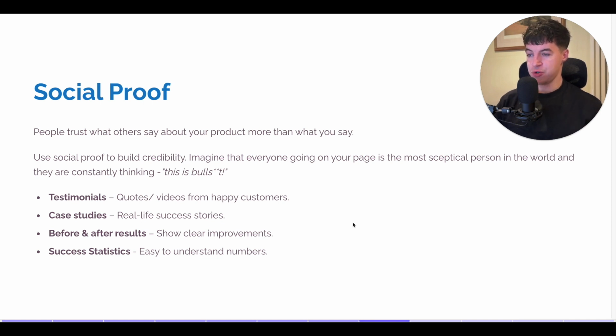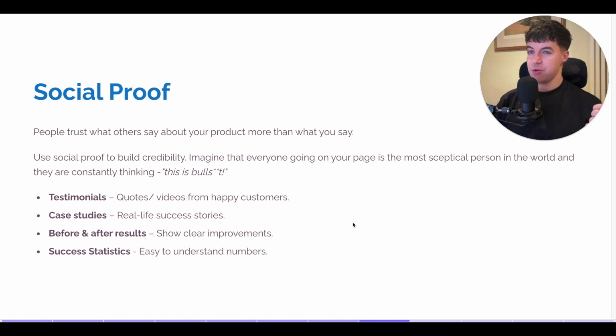Imagine that everyone going to your page is the most skeptical person in the world, and they're constantly thinking this is BS. Have that in your mind, that as soon as you state something, they're probably going to think, well, I think that they're lying, and we need to back up what we're saying, and the best way of doing that is using social proof. There are different ways of doing this. We can use testimonials, case studies, before and after results, or success statistics.